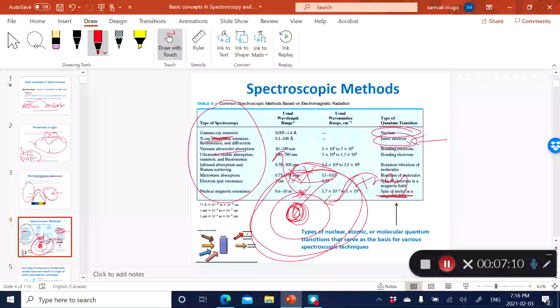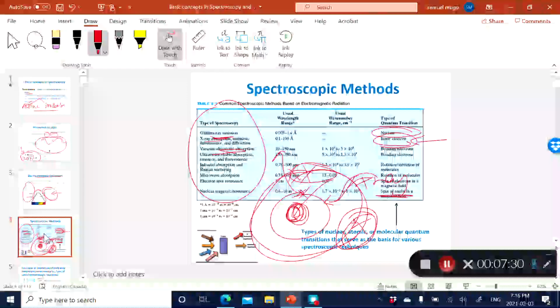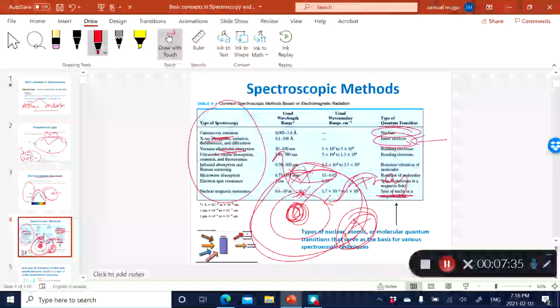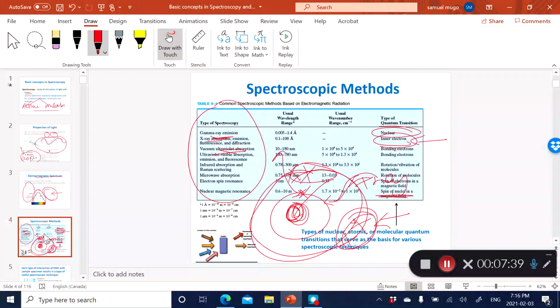Now, if you use ultraviolet radiation, on the other hand, it's fairly energetic, but it's not energetic enough to cause the excitation of the inner electrons. Instead, you'll be exciting the bonding electrons, which are the outermost electrons. As such, it's fairly good for molecular spectroscopy, because you're actually causing the excitation of the outermost electrons. Similarly, with visible radiation, you cause the perturbation of the outermost electrons.